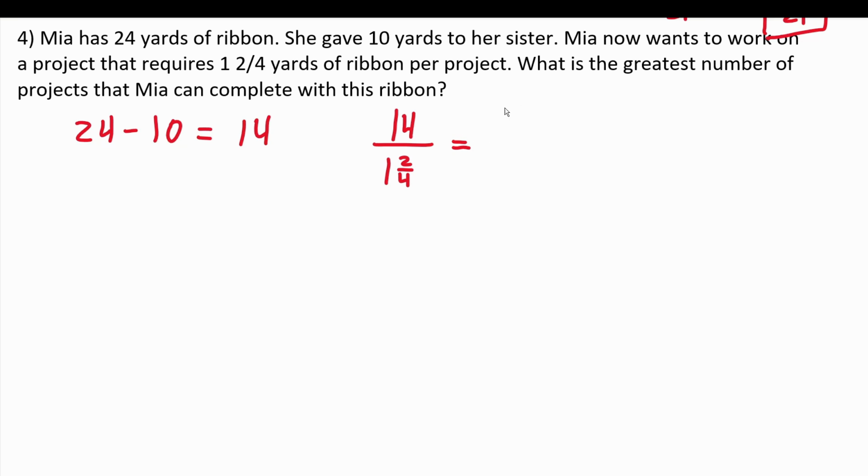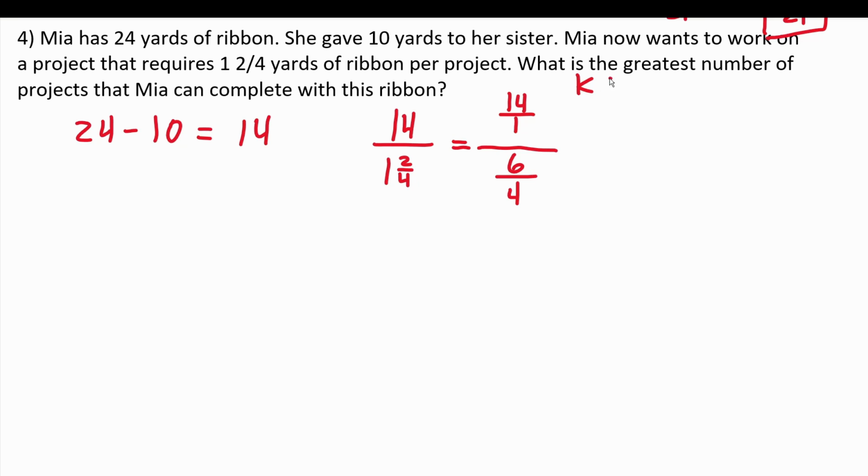The very first thing I'm going to do is rewrite 14 as 14 over 1. And likewise, I'm going to rewrite this mixed number as an improper fraction. And as you may recall, to do that, you do 1 times 4, which is 4, plus 2, which is 6. So this is 6 over 4. So far in this video, we've seen how to add, subtract, and multiply fractions. We haven't encountered a problem in which we have to divide fractions. Thankfully enough, that's pretty simple.